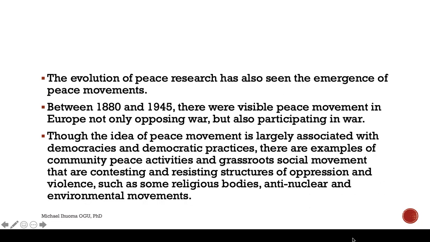All right. Now, in addition to the research aspect of peace, peace has also evolved as a movement. Even though most people have argued that this movement of peace is connected with democratic practices and societies, where individuals protest certain policies or programs, or protest certain government actions, the concept of peaceful protests is limited to democracies.